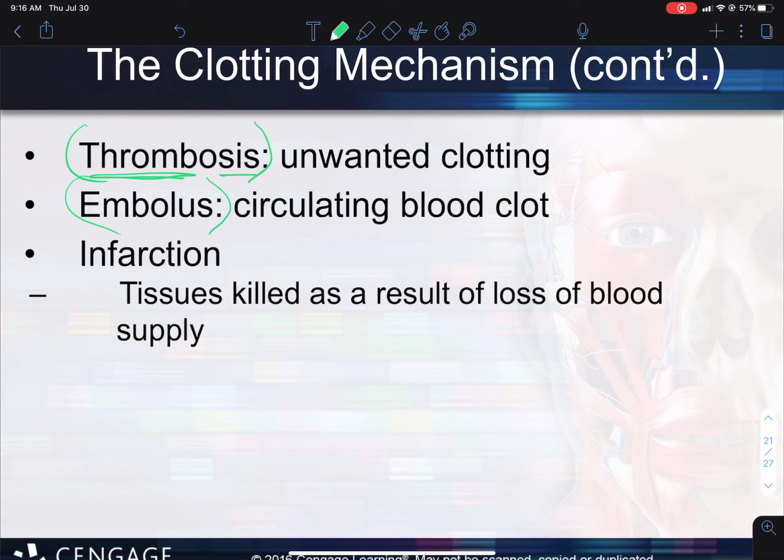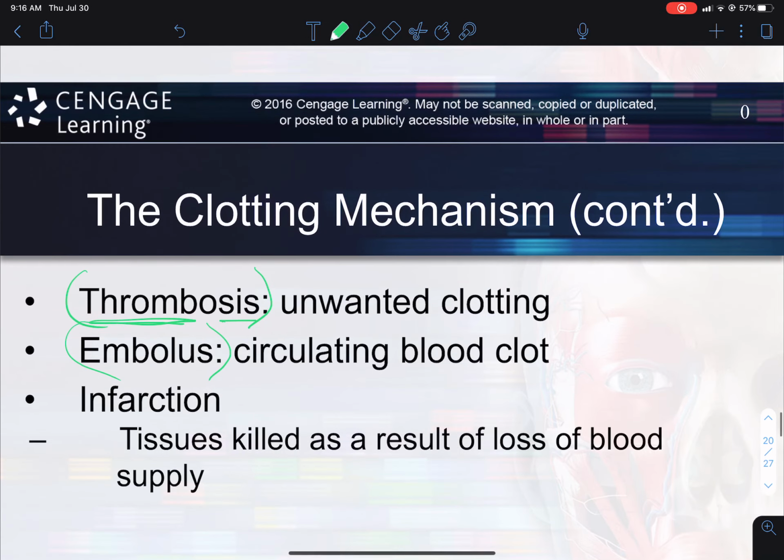It can get lodged into a really, really tiny capillary, and then that part of the lung is no longer able to exchange oxygen with CO2 so that we can get oxygen to the tissues in the first place, and so part of the lung might die off. All very, very scary, all very, very dangerous. They need to be treated relatively immediately. But the point is, thrombosis is any type of clot, and embolus is a moving type of clot.